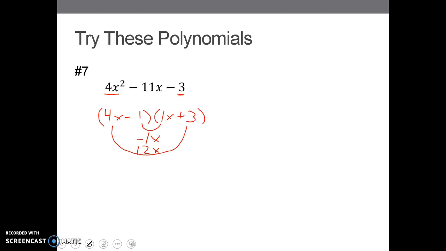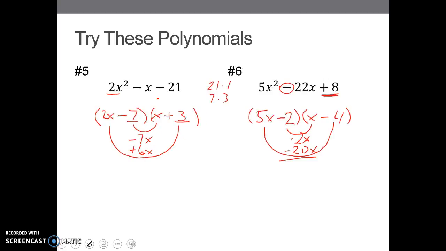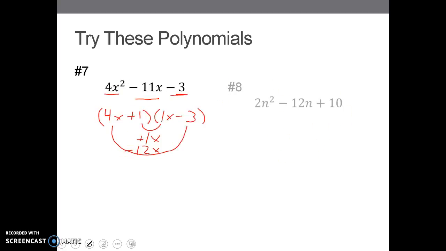I want -11. So that's kind of an easy fix, because then I can just switch my signs around, and I'm going to make this one my positive number, this one my negative number. So I still have +1 times -3 is -3 on the outside, but now I'm going to have a +1x and a -12x, which does give me -11x. So I'm going to have you pause the video and try number 8 on your own. Hopefully you're able to do that.